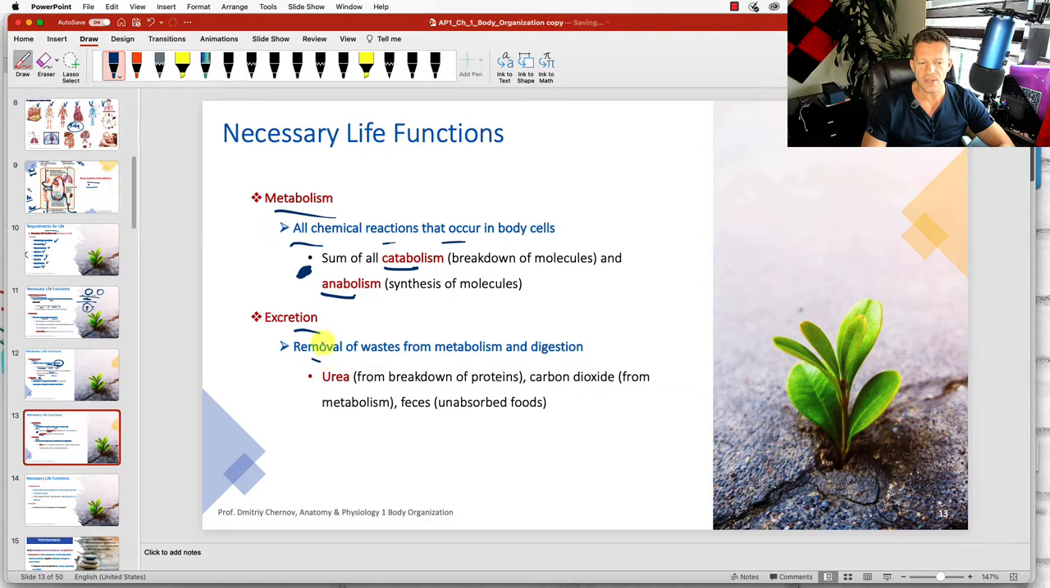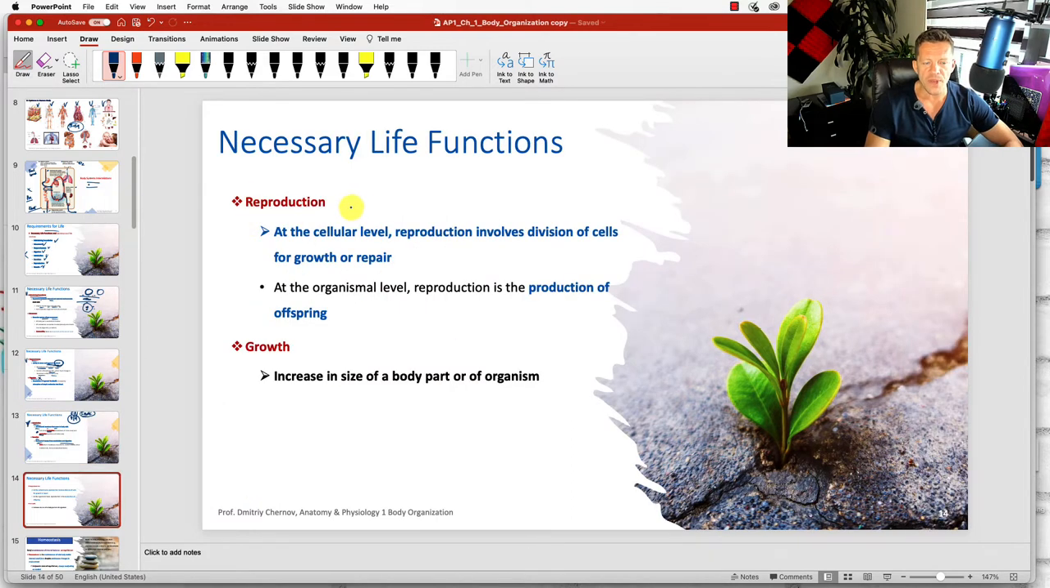An excretion, as the name implies, is just a removal of waste from metabolism. Reproduction, not just the sexual reproduction, but cell division. You have a cut. Right, so then there's a stimulus, there's a signal. All right, so let's start making new skin cells. So that's the reproduction. Growth and repair.